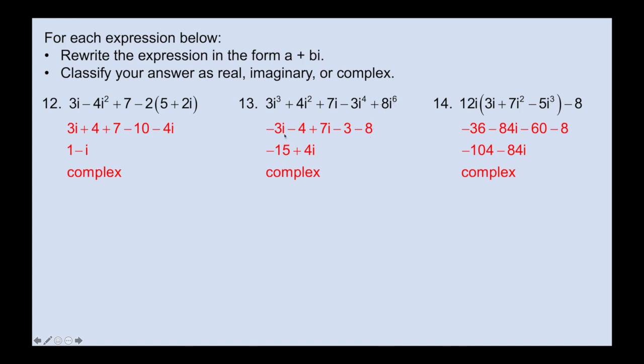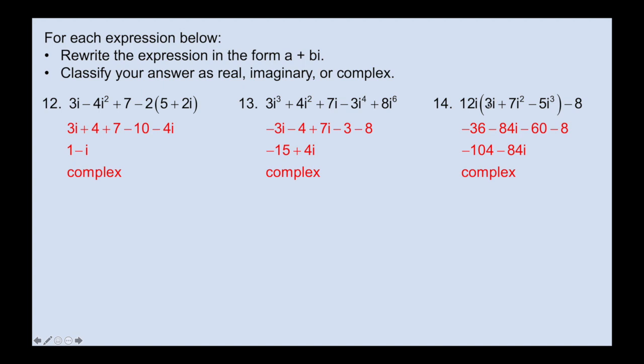Now we simplify and combine like terms. Negative 4, negative 3, and negative 8 will combine to give me negative 15. Then negative 3i plus 7i will combine to give me 4i. And again, because I have a real part and an imaginary part, it's considered complex.